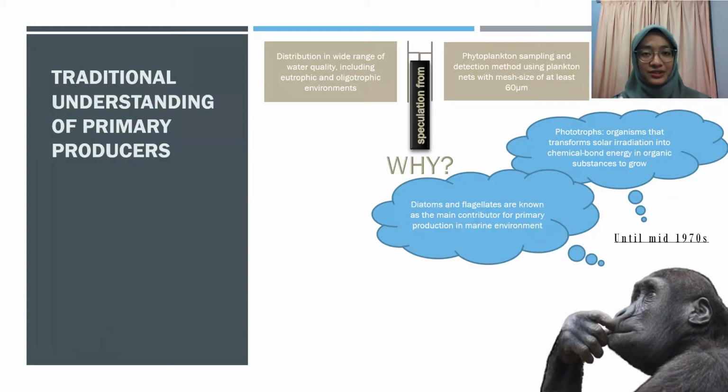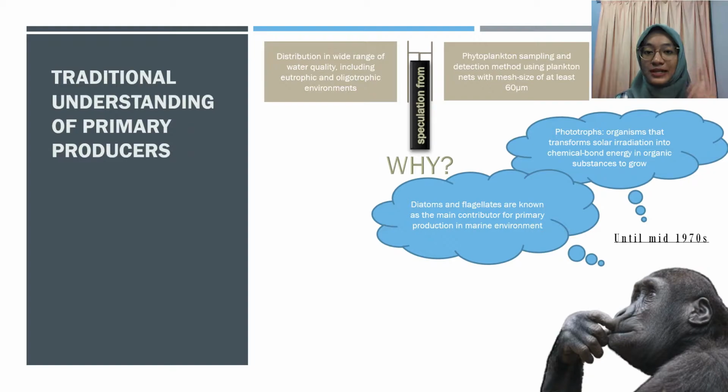What is traditional understanding? It is the old understanding that people used to have back then until mid-1970s. So the first traditional understanding that people used to have is that phototrophs are organisms that transform solar irradiation into chemical bond energy in order to grow. Second one is that diatoms and flagellates are the major contributor in primary production in marine environment. Well, it's simply speculated from 2 situations.